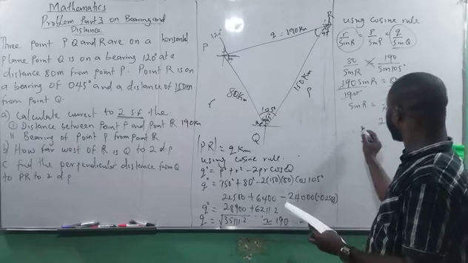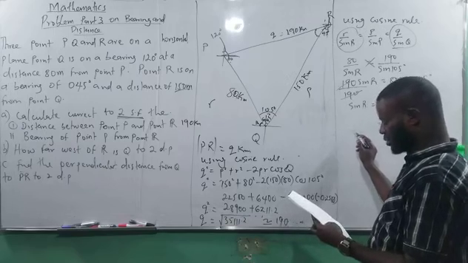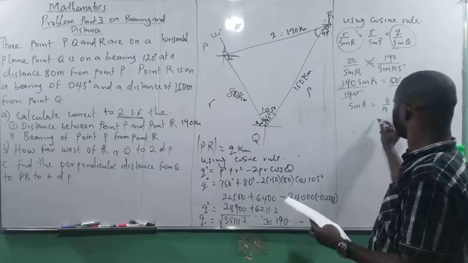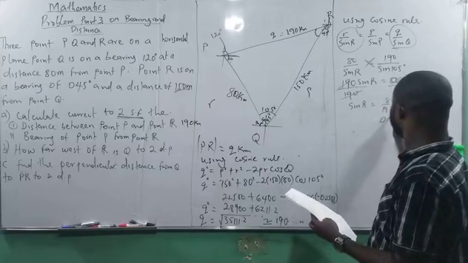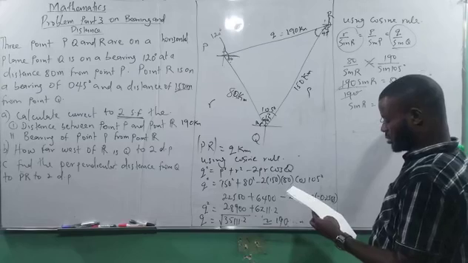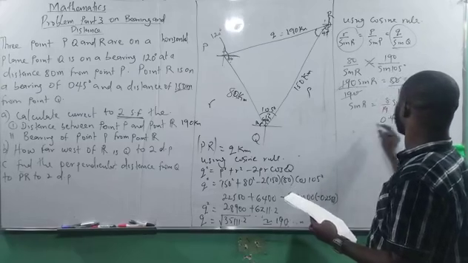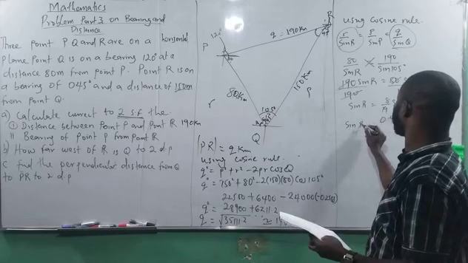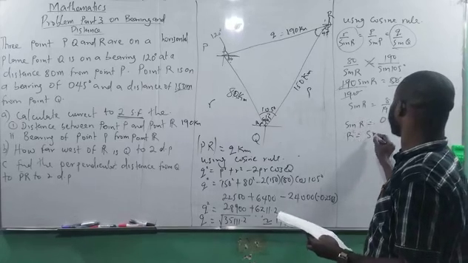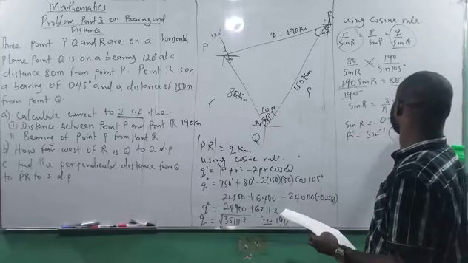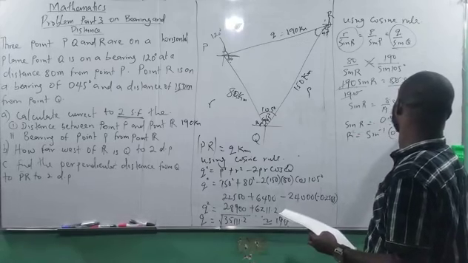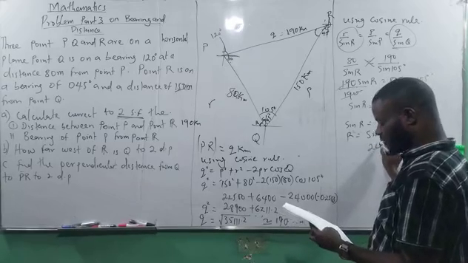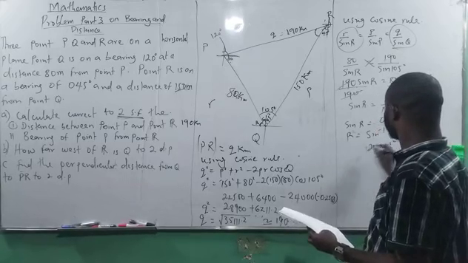Now it will now be what? My sine inverse, no sorry, it will be 0.4124. Now my sine R equals this, so my R will be sine inverse of the number there. Now which will be 24.36 degree. That is my R.